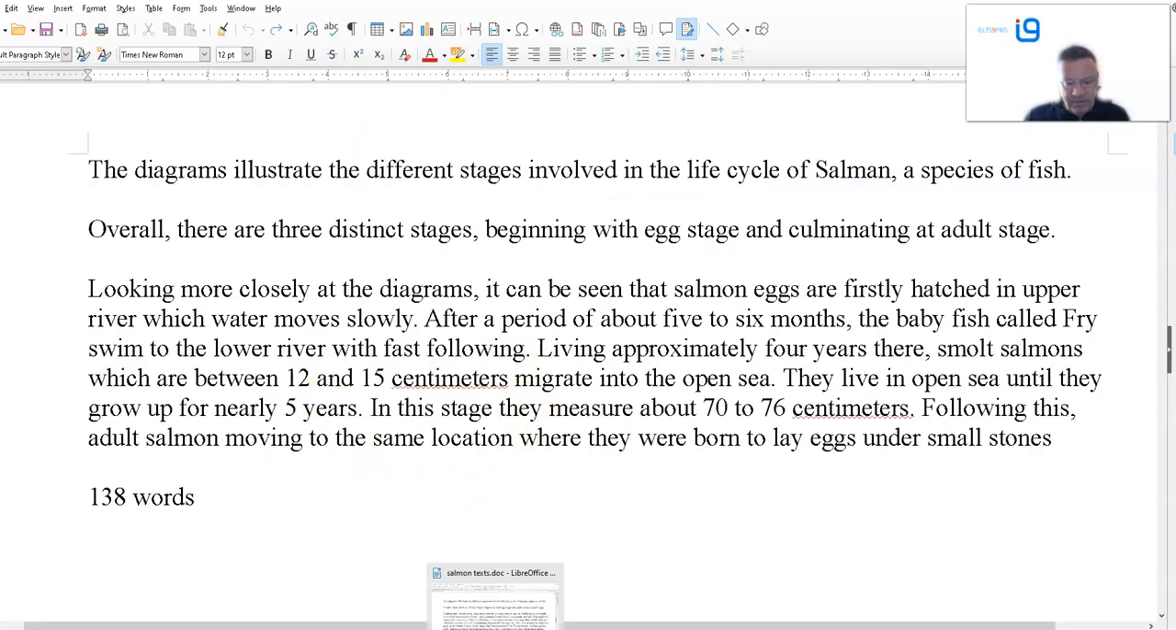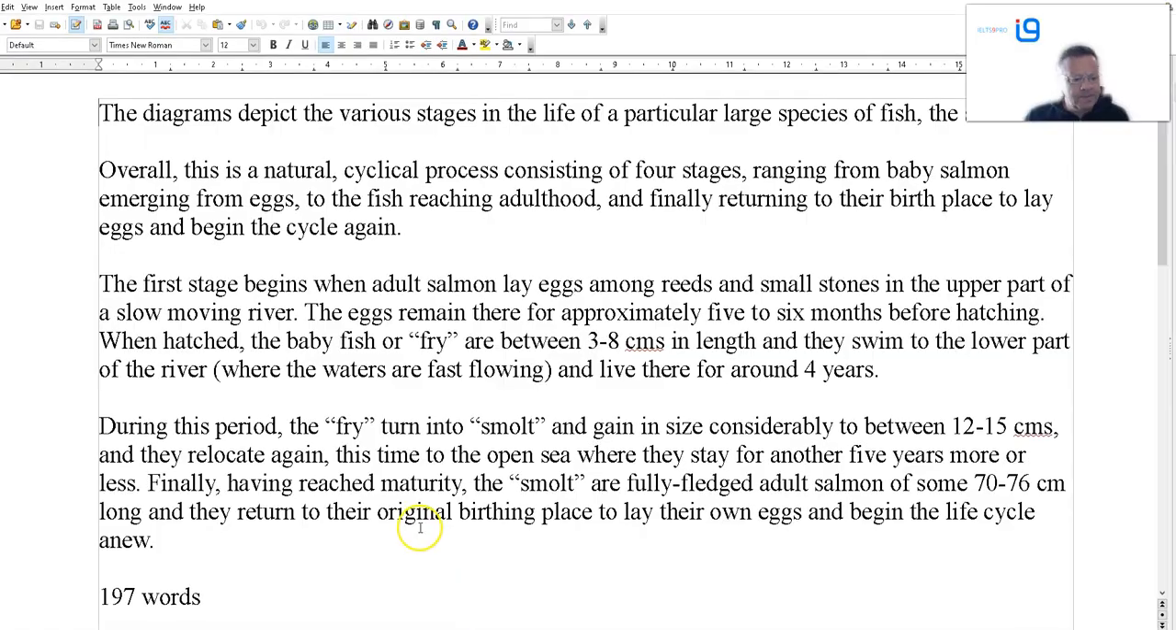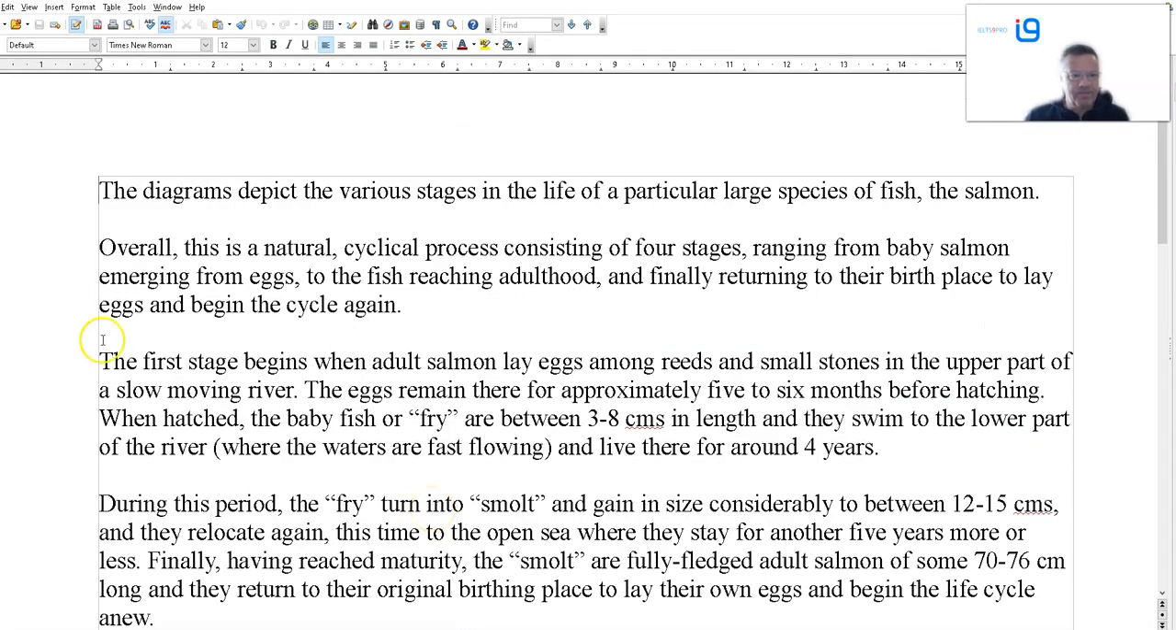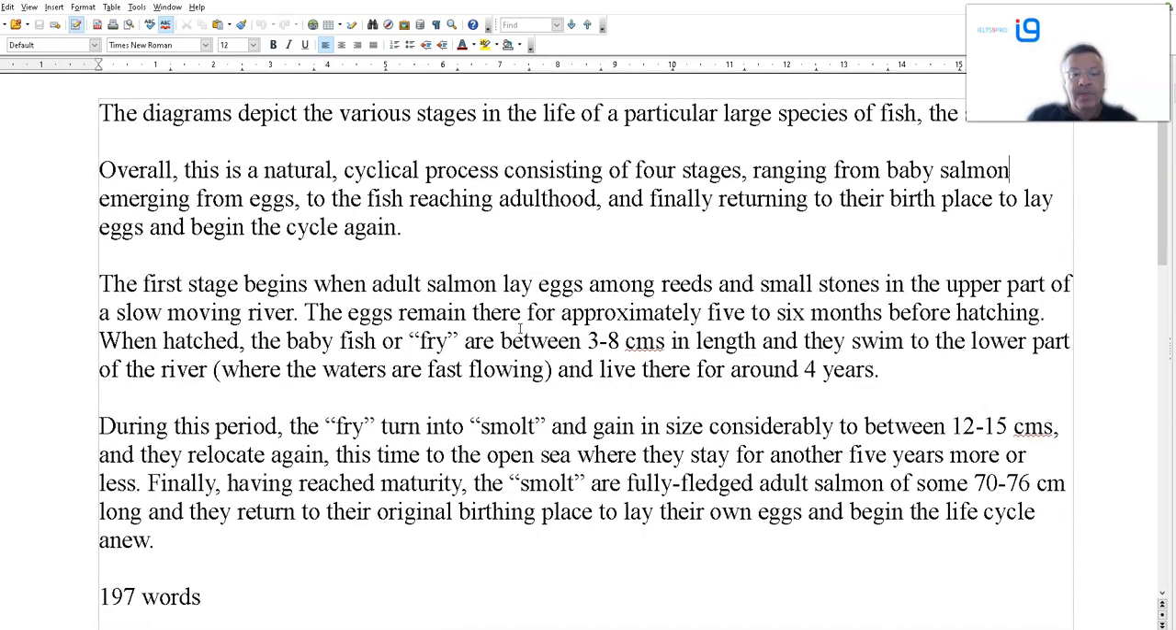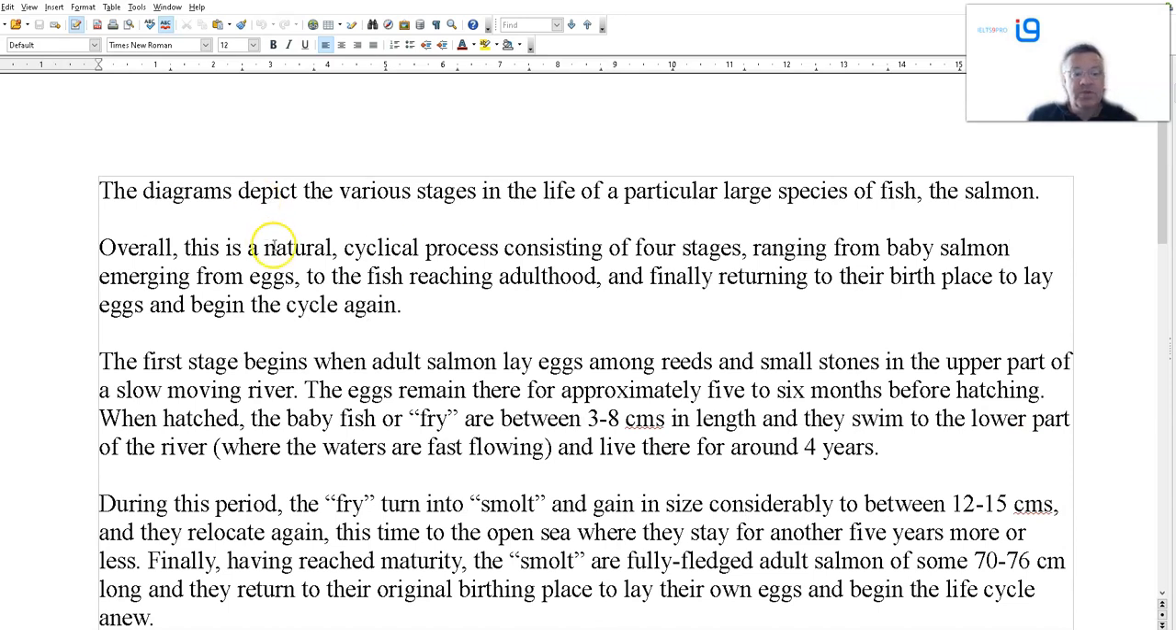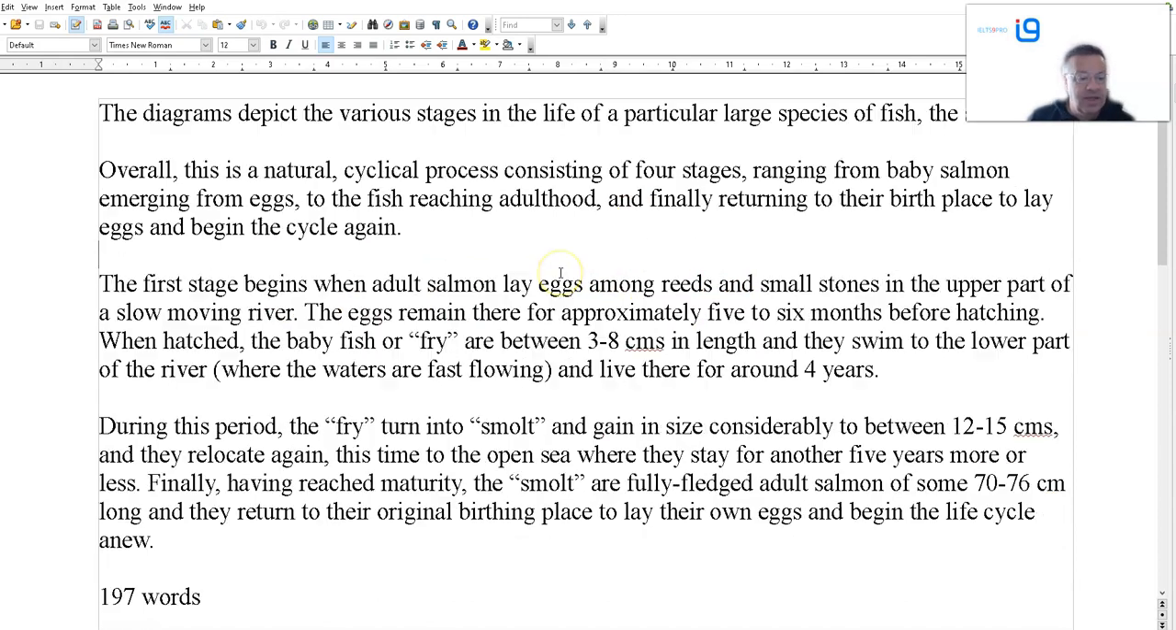Look at mine first. 197 words. Okay, like I say, sentence 1 pretty easy. The diagrams depict, illustrate, show stages in the life of the large species of fish, the salmon. The overview, so it's a natural process. It's a cycle, 4 stages, eggs, fish, etc., finally returning to the birthplace to lay eggs and begin the cycle again.